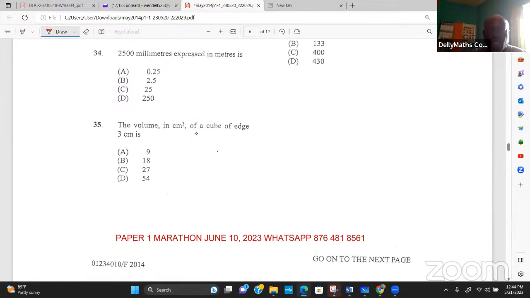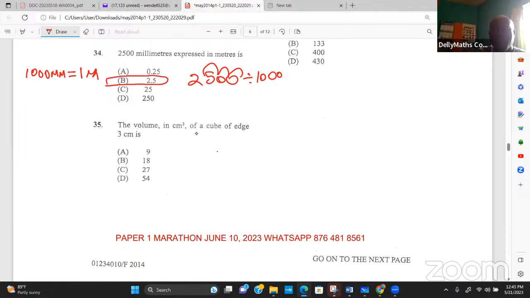All right, so here's the question. 2,500 millimeters expressed in meters. We want to relate how many millimeters give you 1 meter. So it's 1,000 millimeters that gives 1 single meter. If I have 2,500 millimeters and I want to take that to meters, I'm going to divide this by 1,000. And so I'm getting 2.5 meters.